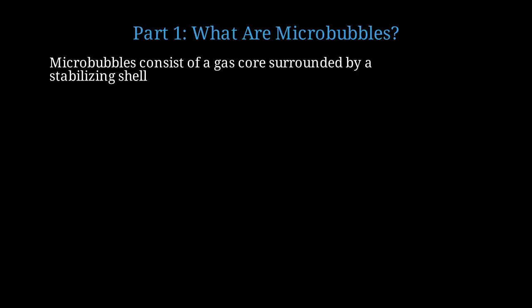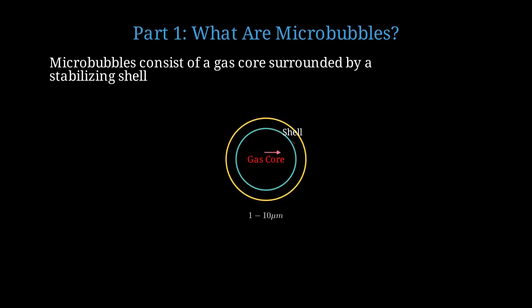Let's begin by understanding the fundamental structure and properties of echogenic microbubbles. Microbubbles are tiny spherical structures with a gas core, typically containing perfluorocarbon or nitrogen, surrounded by a stabilizing shell. The shell is typically made of lipids, proteins, or polymers, with thickness ranging from 2 to 200 nanometers, while the entire microbubble diameter ranges from 1 to 10 micrometers.